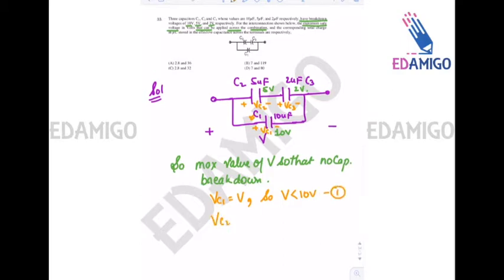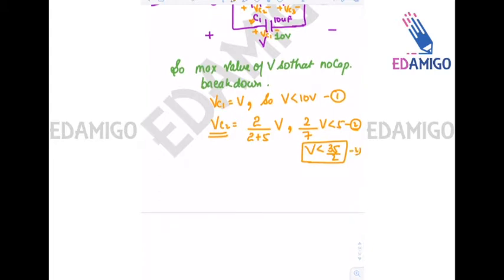Now VC2: the voltage division rule between C2 and C3 gives VC2 equals 2 upon 2 plus 5 into V. As we know VC2 should be less than 5 volt, so 2 upon 7 V should be less than 5. This is condition number 2. So V should be less than 35 by 2.